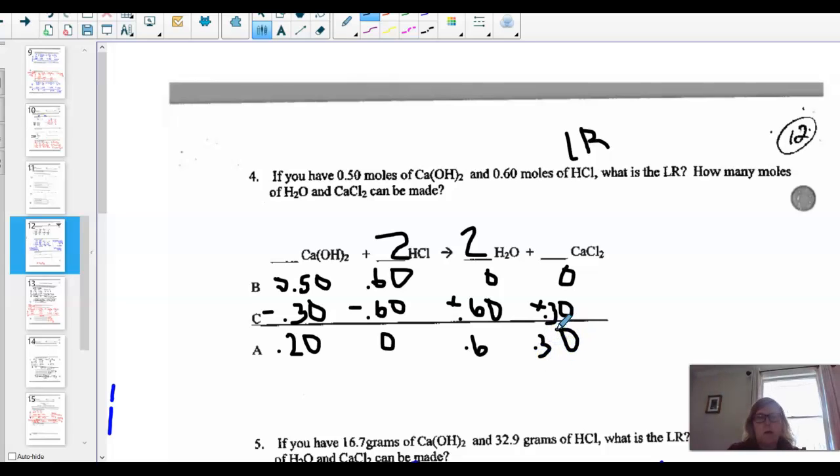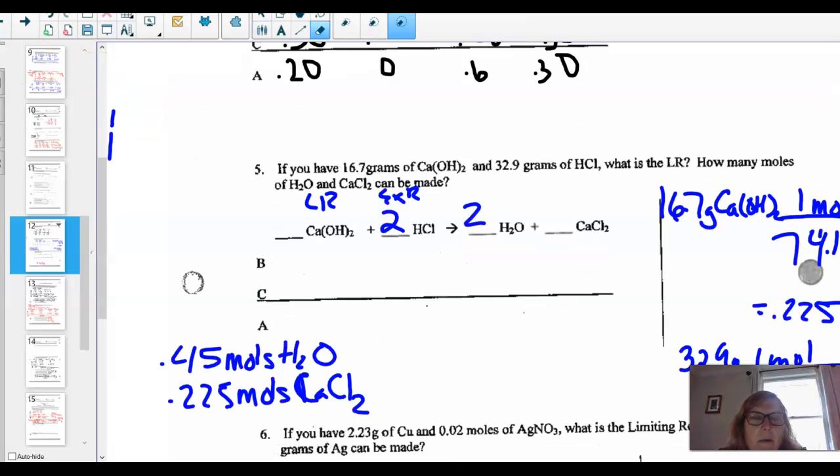Okay, so we're going to do one more with grams. Here's problem number 5, and it says if you have 16.7 grams of calcium hydroxide and 32.9 grams of HCl, what is the LR? How many moles of water and calcium chloride can be made? I'm just using the same equation as the above problem, so my coefficients are 1, 2, 2, 1.